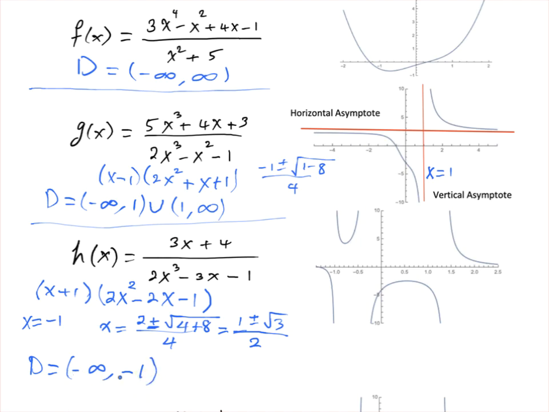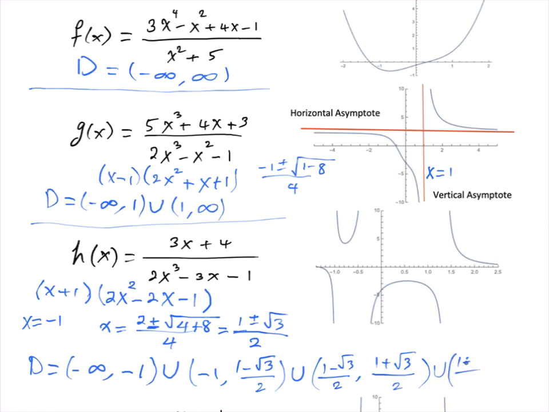So from negative infinity to minus 1, union, now from minus 1 to the next root of the denominator, which is the smaller of these two, would be 1 minus the square root of 3 over 2, and then union 1 minus the square root of 3 over 2 comma to the next root, which is 1 plus the square root of 3 over 2, and then finally union from 1 plus the square root of 3 over 2 to infinity. So this is the domain of the function h.